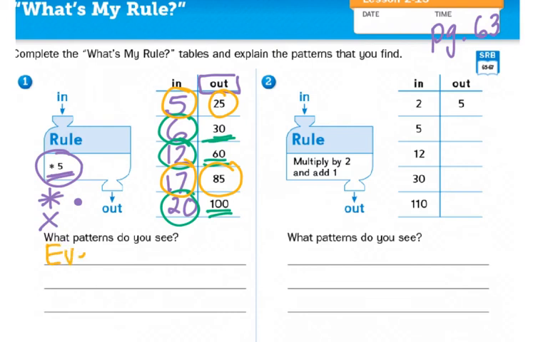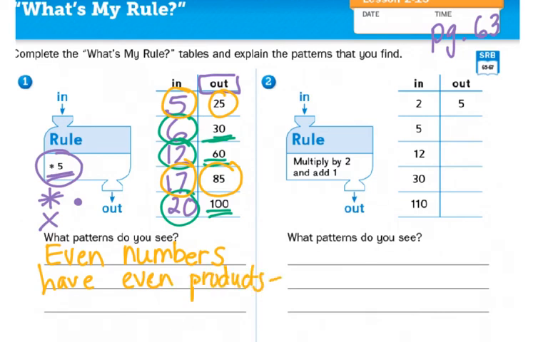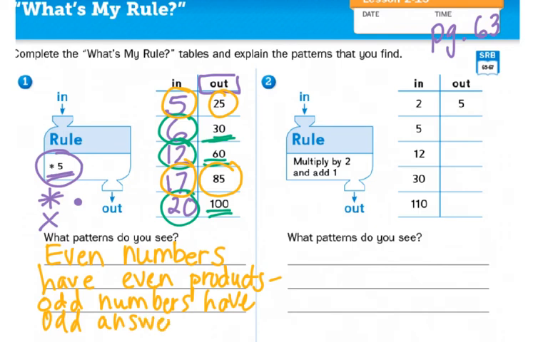So even numbers, go ahead and write this in your journal, page 63. Even numbers have even products, or what we would call answers when you multiply. And odd numbers have odd answers or products. Product just means the answer when you multiply.